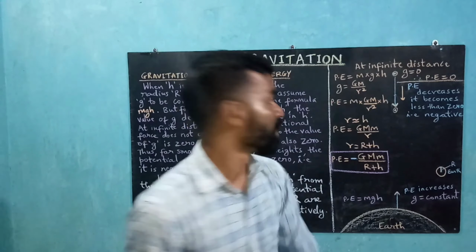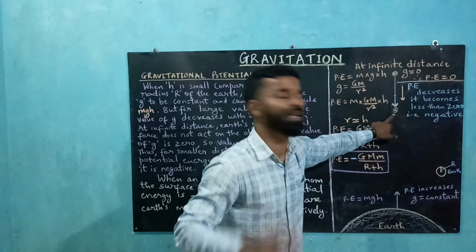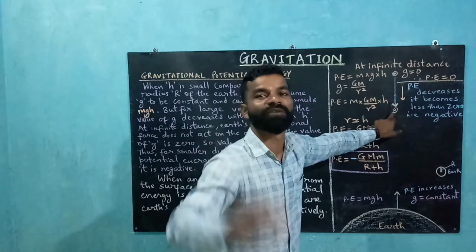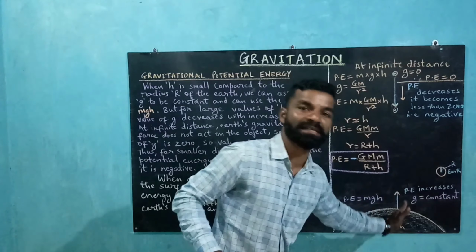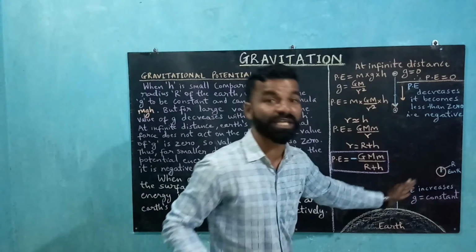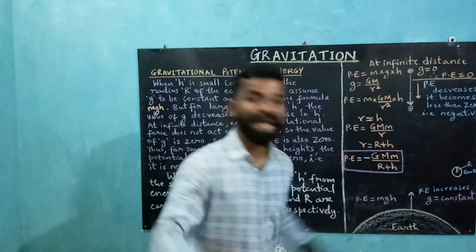It will be less than 0. Less than 0 means what? It will be a negative value. It will give the potential energy a negative value. So potential energy is negative at this point and lesser height. So the value for potential energy goes on decreasing as the height decreases.